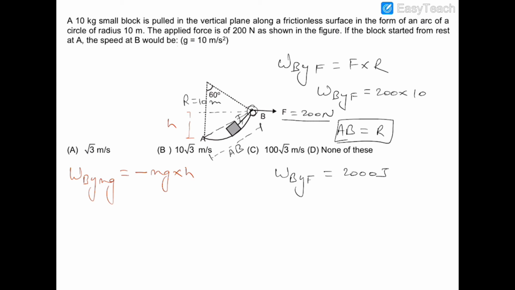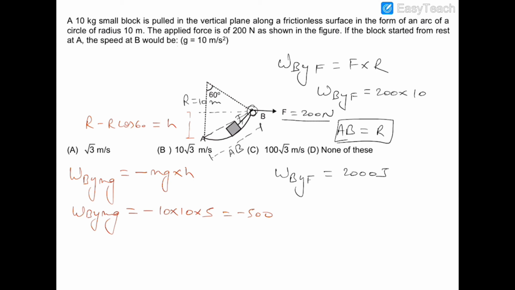So the total work done, now I can calculate this work done by mg, it is equal to minus, and mg is 10 into 10, and this h is equal to this height r minus this height r cos 60. Now this is r, and the component of r here will be r cos 60, so h will be equal to r minus r cos 60. So r minus r cos 60 is 10 minus 10 cos 60, which is equal to 5, and work done by mg will be equal to minus 500.